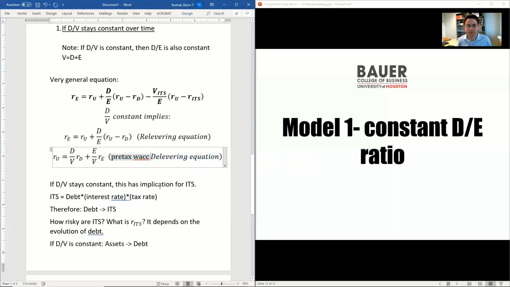And so these are going to be the two equations that we're going to primarily use when we're delevering and relevering. We're going to delever the assets of the company using the pre-tax WACC, and we're going to relever to whatever capital structure we want using this relevering equation.